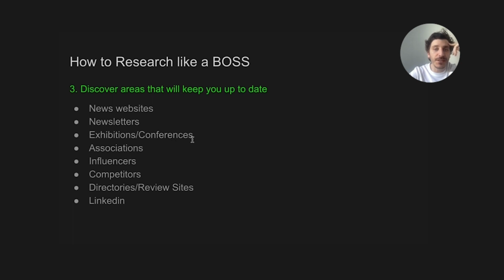Exhibitions and conferences. So exhibitions and conferences, this is where you get all of the people paying money to be in one location at the same time. Now there's two ways that an exhibition can be set up. You might be interested in the attendees, you might be interested in the exhibitors. The exhibitors are much easier.